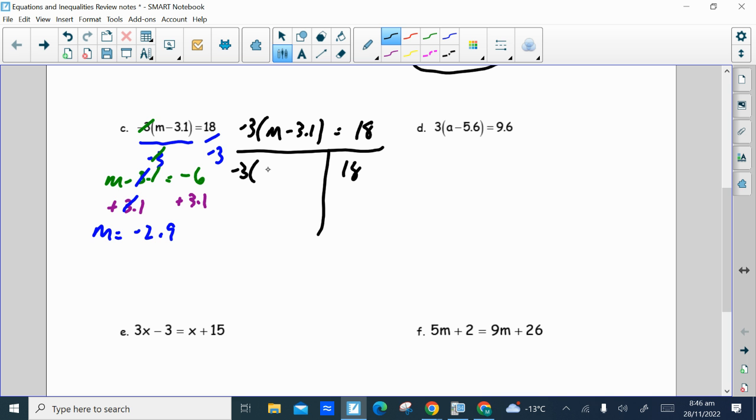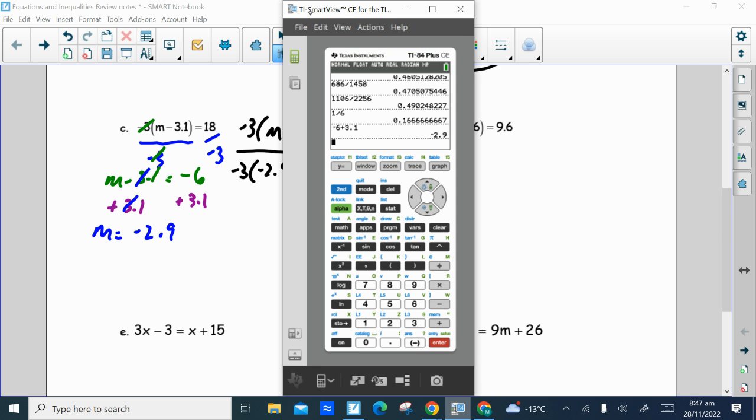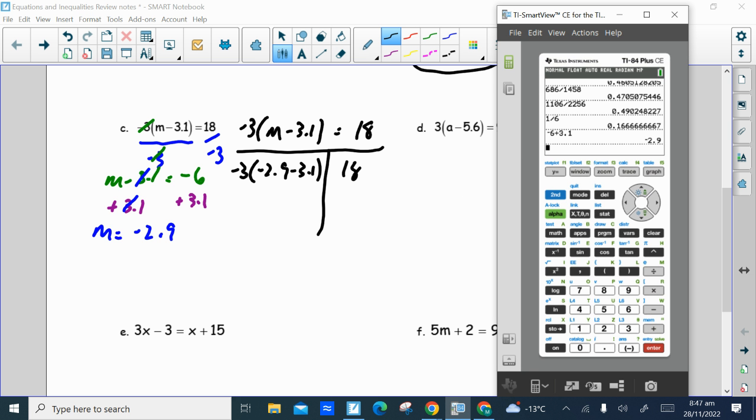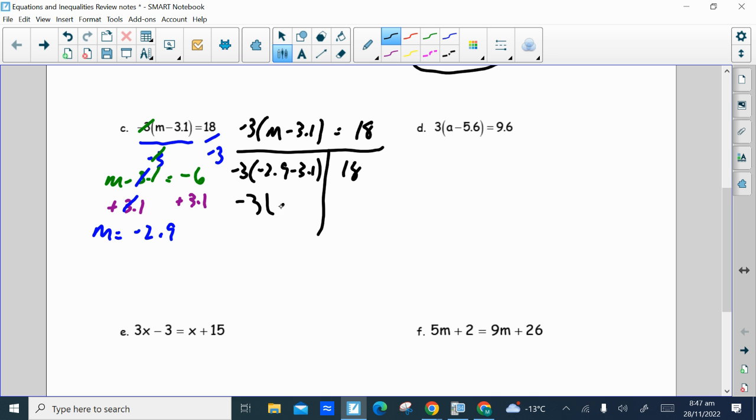So it's negative 3 bracket negative 2.9 minus 3.1. And again, you can use your calculator to combine those two values in the bracket. You're going to get negative 6, but just to make sure, negative 2.9 take away 3.1 does equal negative 6. And negative 3 times negative 6 is positive 18, so it checks. Our answer is correct.